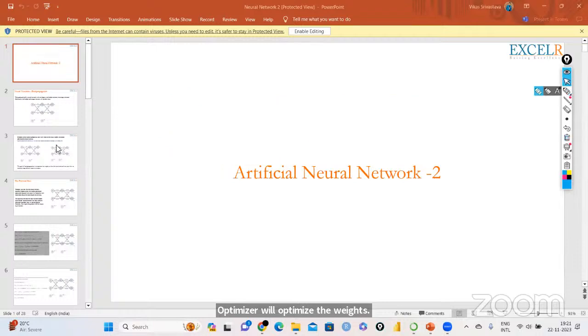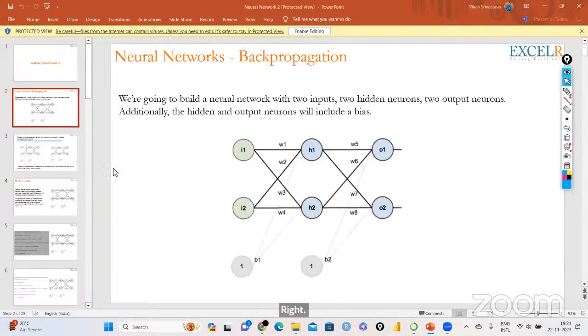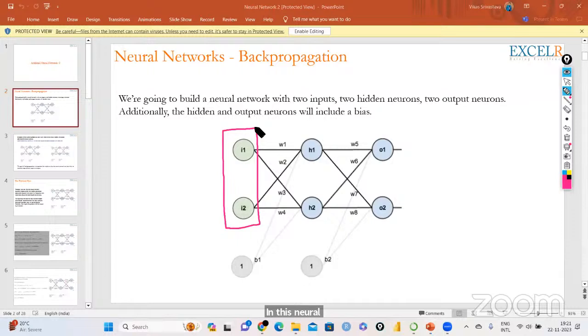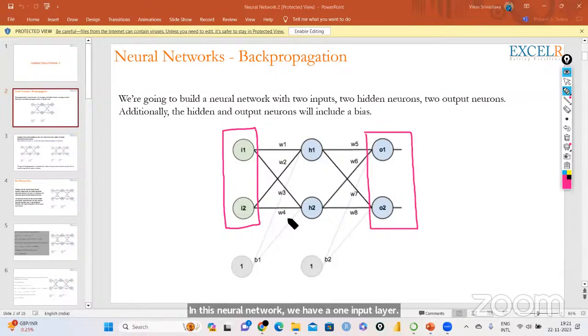So let's begin with the session, guys. We are going to start with a very simple neural network. So let's say, guys, this is our neural network that we are going to take into consideration. In this neural network, we have one input layer, one output layer, and one hidden layer. And for all the layers, we have two nodes, right? And this is something we have, a bias value.